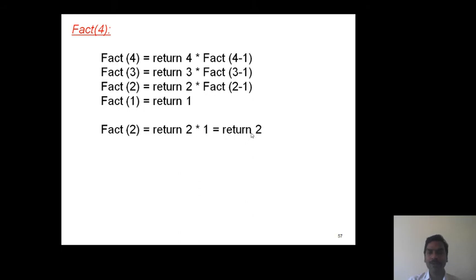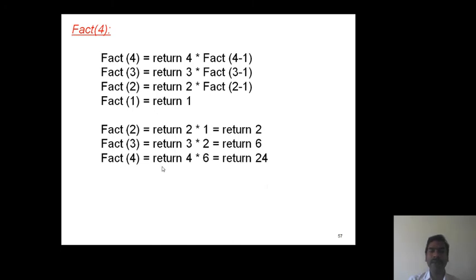So 2 into 1, 2. Hence, now the statement is treated as return 2. Now this value is substituted at this particular statement. Hence fact of 3 equivalent to return 3 into 2. Now this value returns 6. Now this value is returned to this particular statement. Hence fact of 4 equivalent to return 4 into 6. So return 24, which shows 4 factorial value.